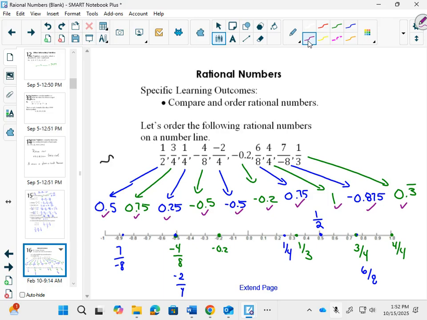That makes the same fraction, just looks a little bit different. So if we change things to decimals, that allows us to write things on the number line a little bit easier.